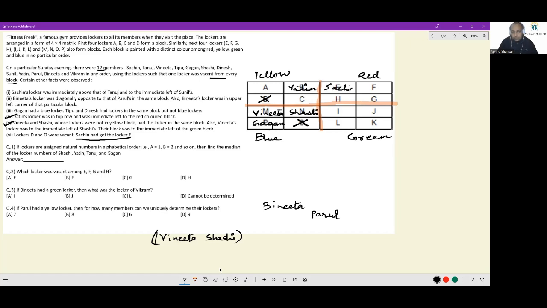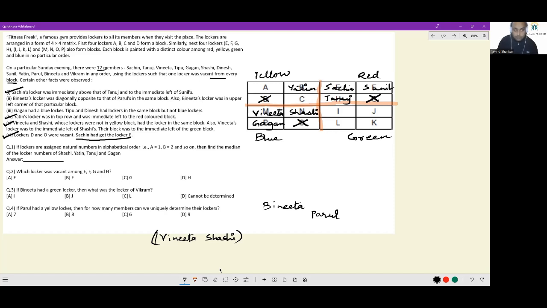So, this is Sachin. Now, about Sachin, point number 1 had something more. Sachin's locker was immediately above that of Tanuj. So, this is Tanuj. And to the immediate left of Sunil. This is Sunil. We know in every block there is an empty locker. So this is empty. 3 empty lockers are uniquely identified. Now, we have taken care of this point also.